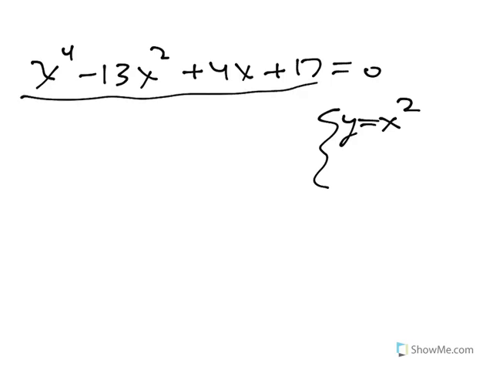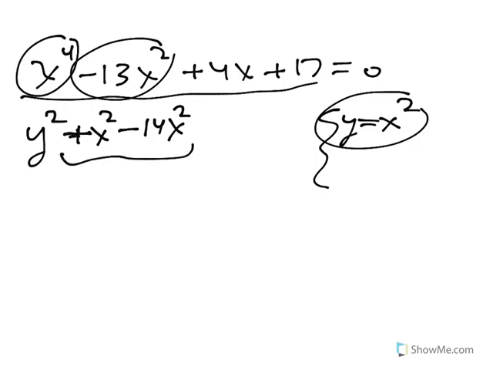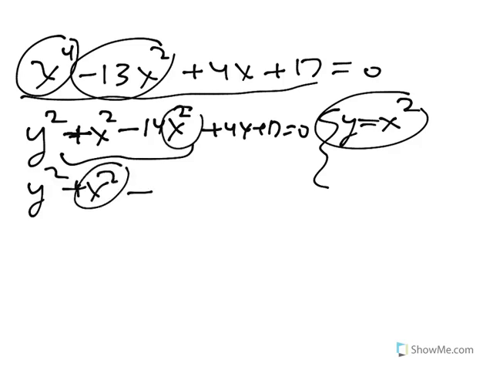Now I come over to this equation, and I replace the x to the fourth with y squared, because if y equals x squared, then y squared equals x to the fourth. This 13x squared I rewrite as plus x squared minus 14x squared. So you always write plus x squared, and then you think, what do I need to do to that to get back to the minus 13x squared? Copy plus 4x plus 17 equals 0. Now, replace not this x squared, but the other one with a y. That's because of this, y equals x squared.